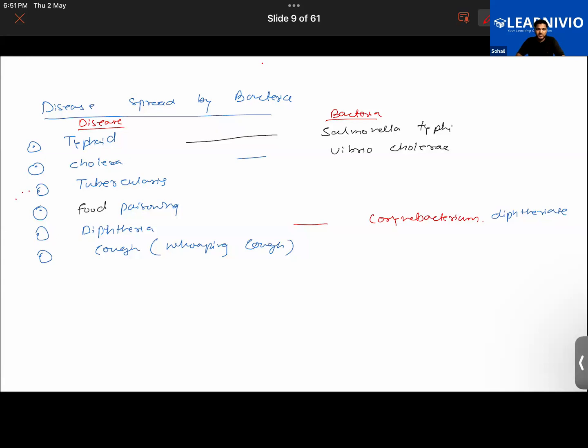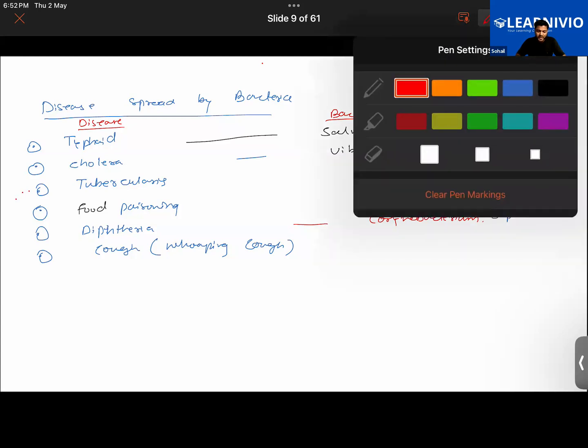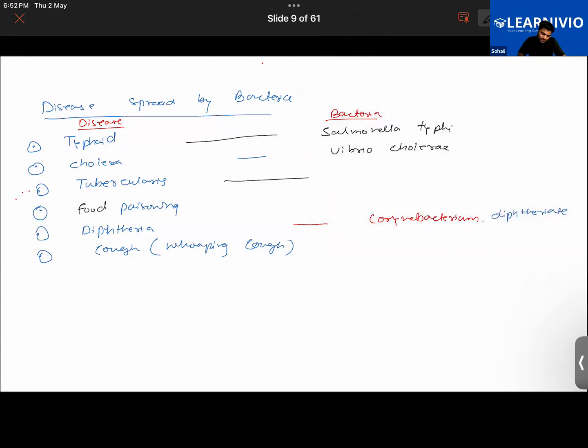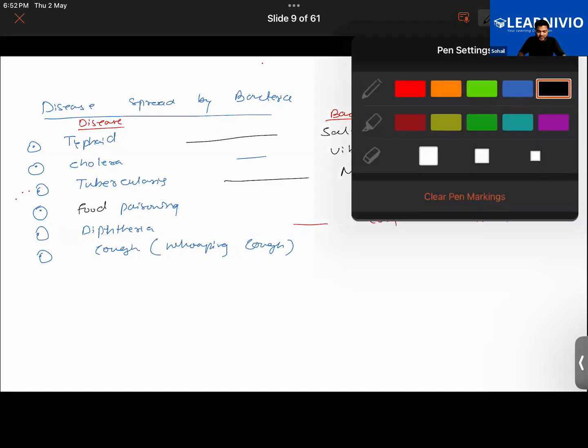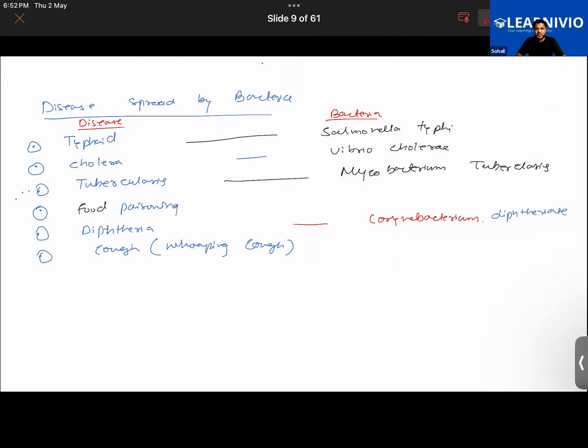I forgot to tell the name of this. Which bacteria causes tuberculosis? There's a bacteria called Mycobacterium tuberculosis. Do you guys observe some relation between the name of the bacteria and the disease caused by them? Yes, they are similar. So you can observe that also.